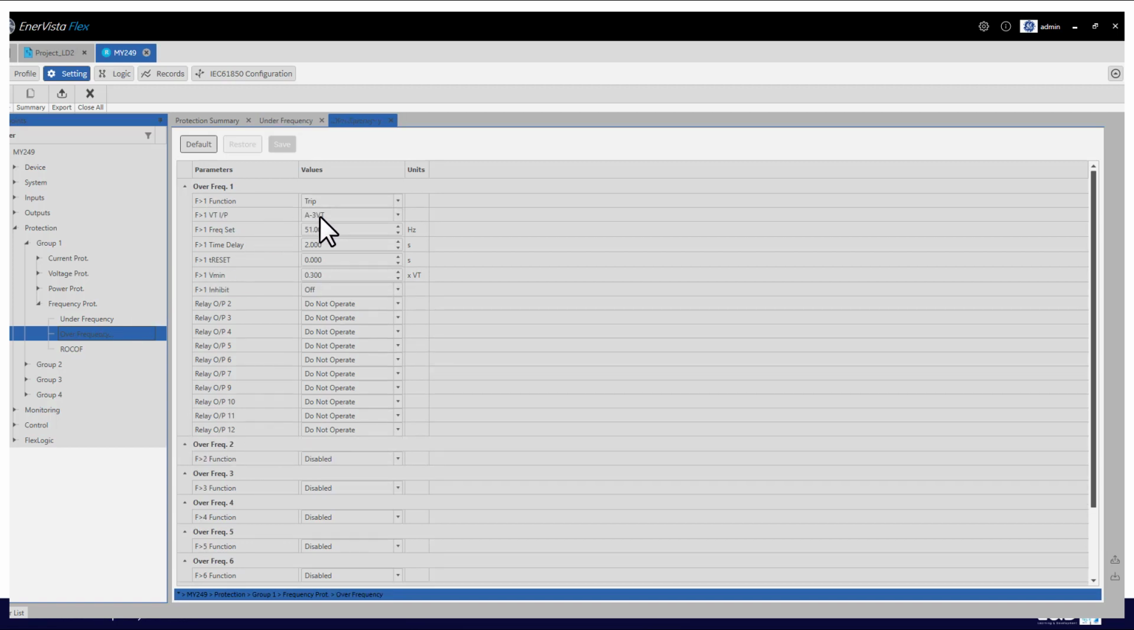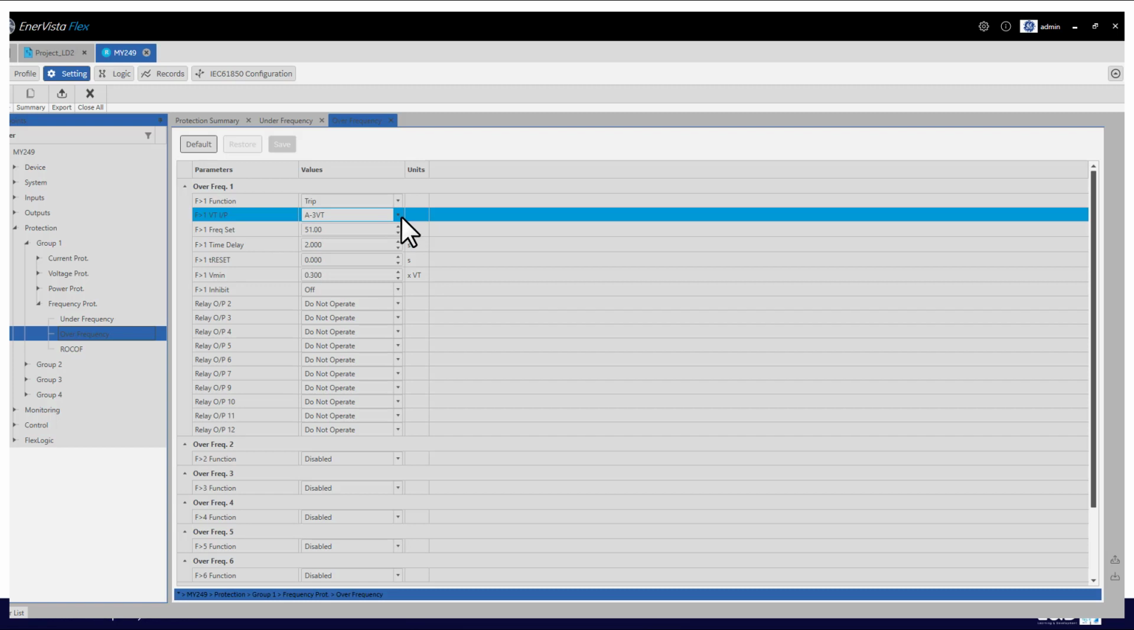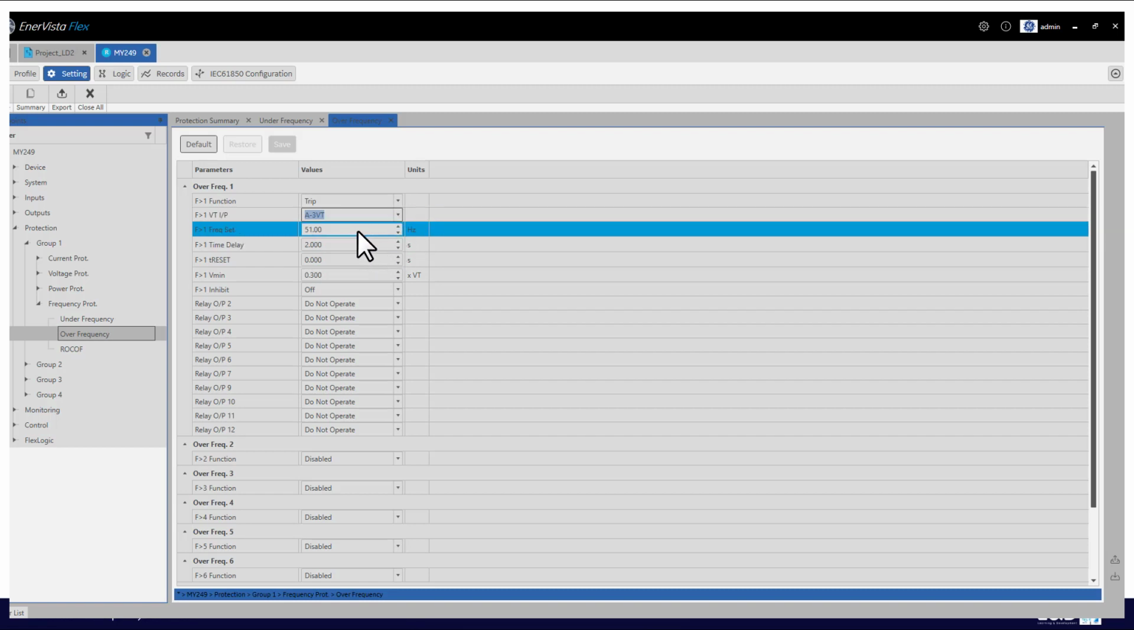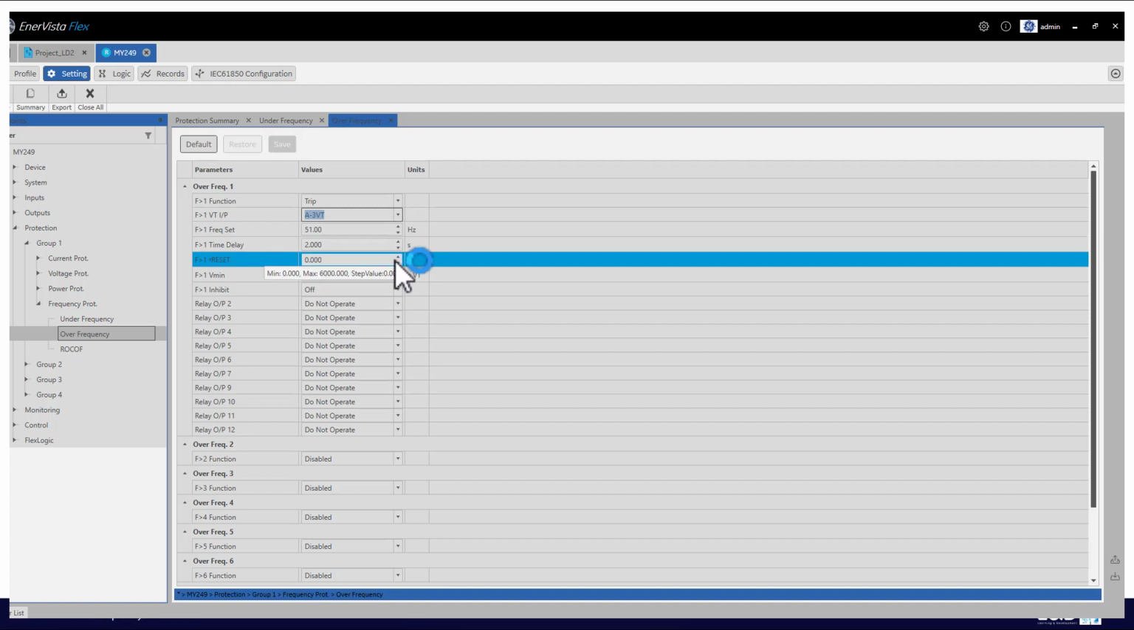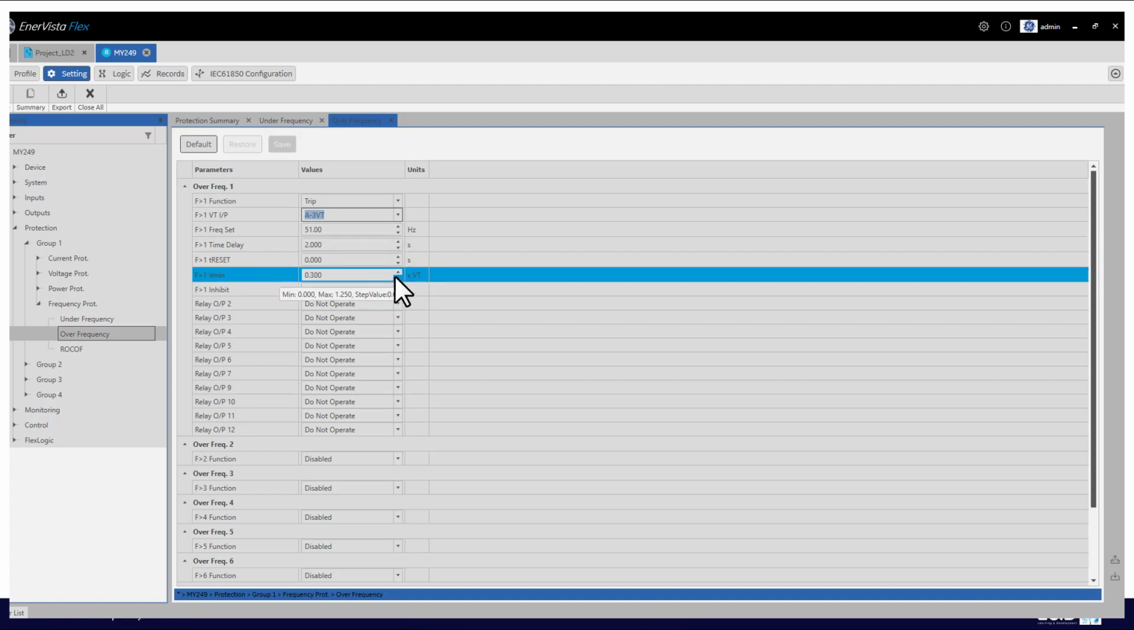So we can see that the VT inputs can be set to the 3 VT or the 4th VT, and the frequency set is the pickup level. This should be higher than the nominal frequency, either higher than 50 or 60 Hz. Then there's a time delay for the trip and the reset time delay. And this is supervised only by the voltage minimum. There's no current supervision for this over frequency element.